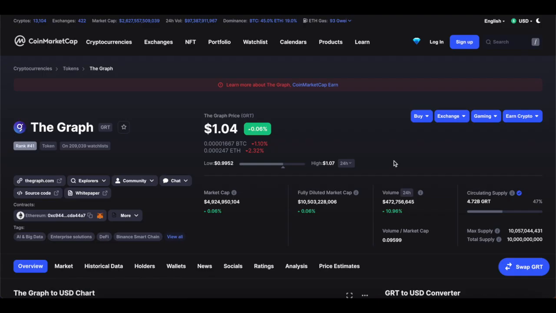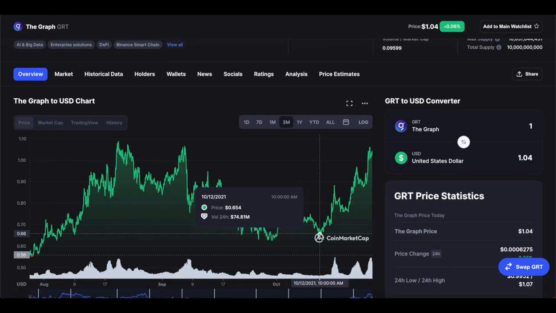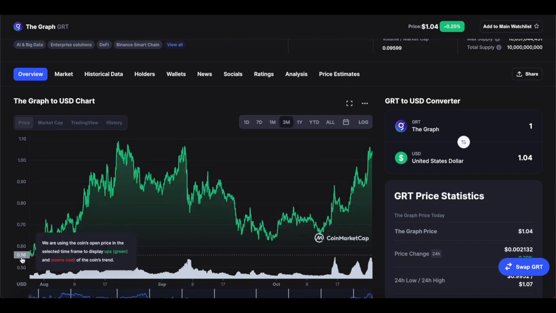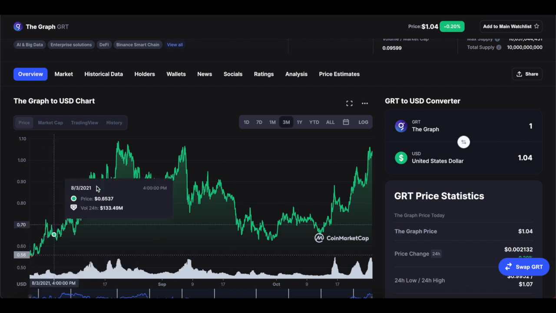Now, right now as we speak, the graph is currently $1 exactly. Now that's quite interesting because on the 12th of this month, the price per token was 0.65 cents. That's per token. And 1 year ago exactly, the price of that token was 56 cents per token. So this token value has almost doubled in the last year.